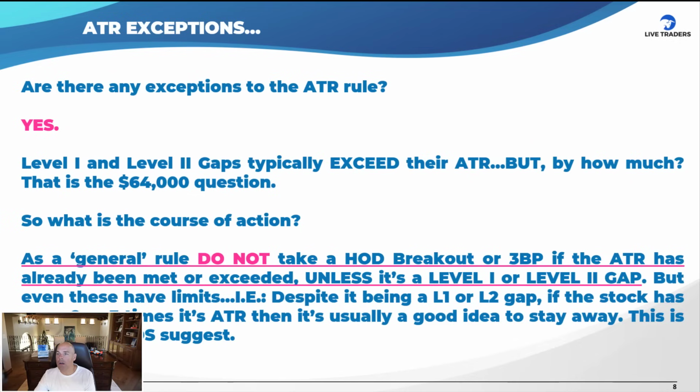So, ATR exceptions. Level 1 and level 2 gaps typically exceed their ATR. But by how much? That's the $64,000 question. That means it's a question I don't know the answer to. It's like talking to my wife. I don't know, right? So when I see a level 1 or level 2 gap, I am expecting ATR to be exceeded. I just don't know by how much.